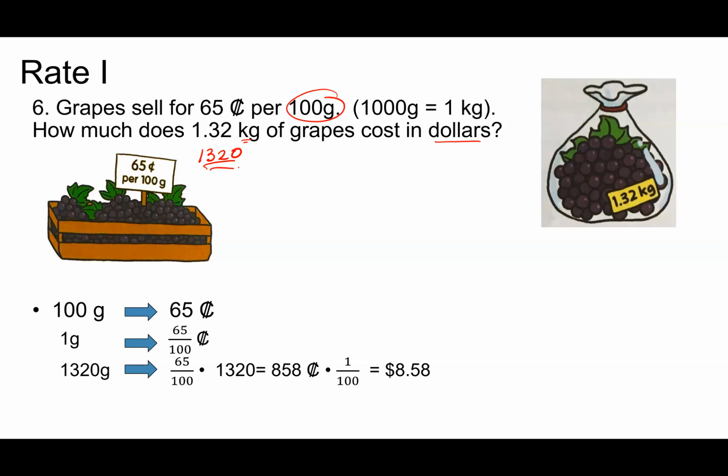Okay. So we could cross cancel this. We would end up with 858 once we do that work. But you have to remember what we're dealing with. We've only figured it out in cents. So we're going to need to divide by 100 again to give us our dollars.